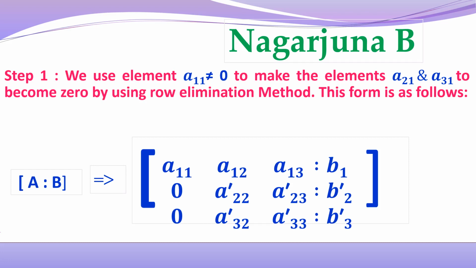Whereas the first row will not be changed because we are using A11 to make A21 and A31 become 0 by using the row elimination method. For that purpose the first row will not have any changes, whereas the second and the third rows will have changes, and the matrix will be in this form after the first step.